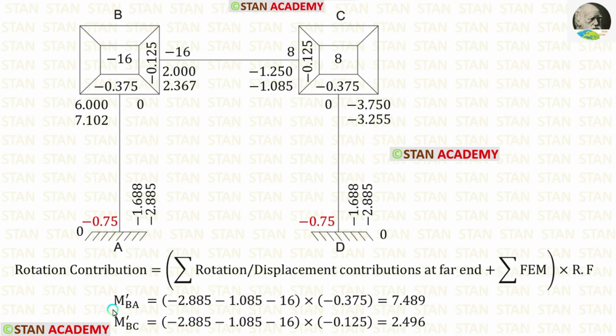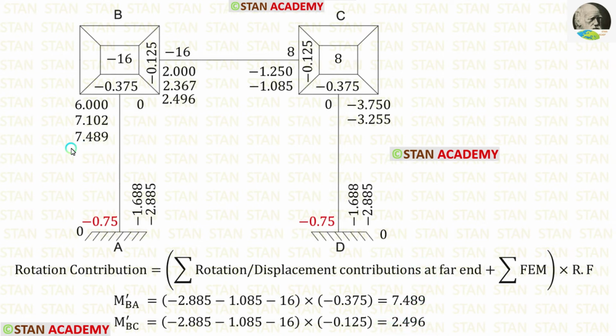Now let us find M-BA. For that we have to add these three values and then multiply with the rotation factor for BA. When we do that, we are getting 7.489. For BC, the rotation factor is minus 0.125. For M-BC, we are getting 2.496. Let us apply the values of M-BA and M-BC.